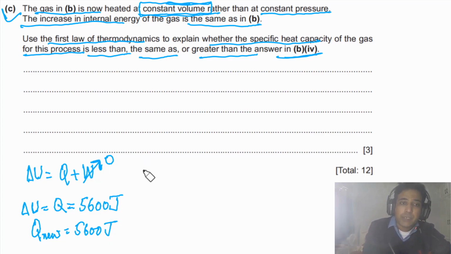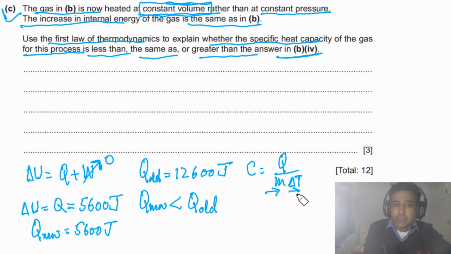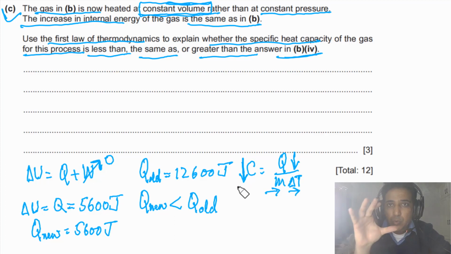In part B, we calculated the old value of Q, which was equal to 12,600 joules. So the value of Q new in this case is less than the previous value, Q old. So from here we can write C is equal to Q over M times delta T, with the same rise in temperature. So if Q decreases, it means that C will decrease. So the value of C will be lower. So this is how we can answer.